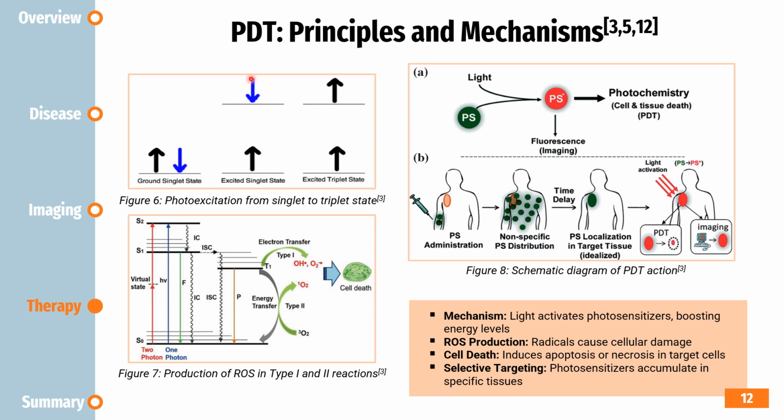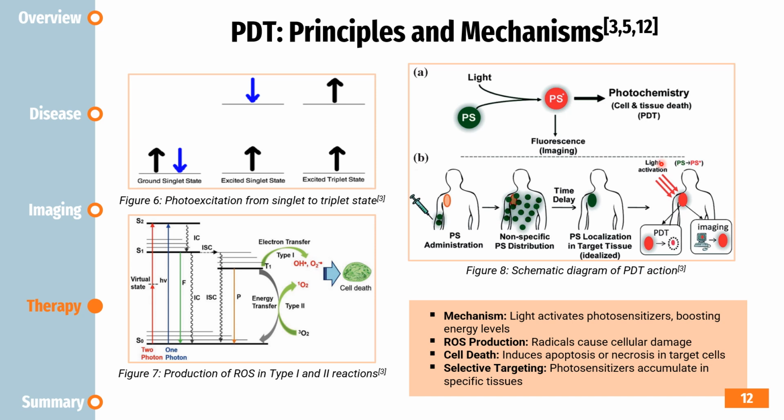Now looking at PDT, or photodynamic therapy, it relies heavily on the physics of light interaction with photosensitizing chemicals. Photosensitizers absorb light at specific wavelengths, causing photoexcitation and boosting the molecules' energy levels. The subsequent transfer of energy to molecular oxygen produces reactive oxygen species, or ROS, which are superoxide and hydroxyl radicals in type 1 reactions, and singlet oxygen in type 2 reactions. These ROS cause damage to biological components, leading to apoptosis or necrosis in target cells.